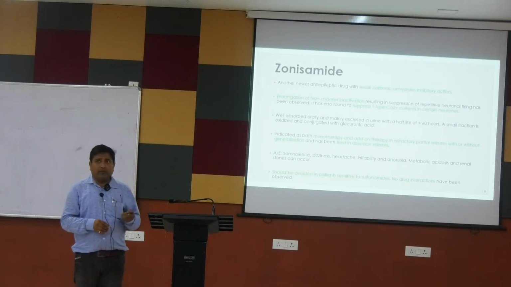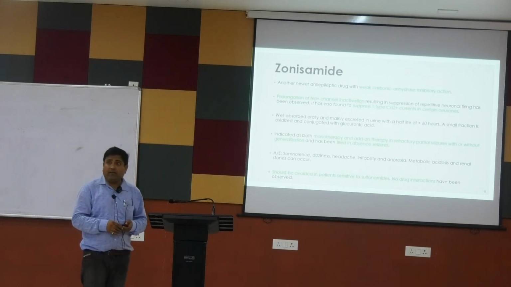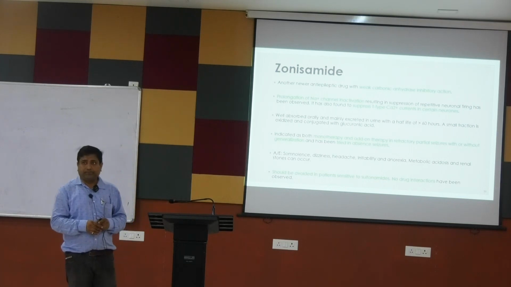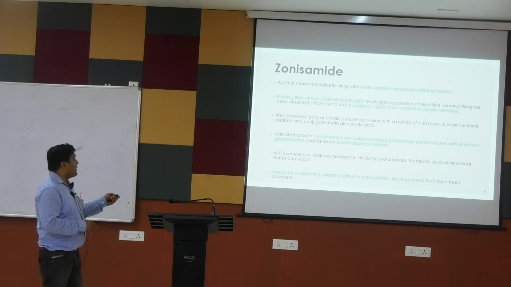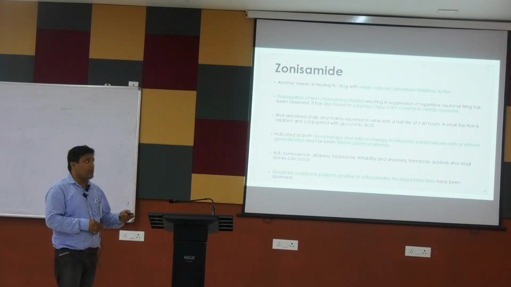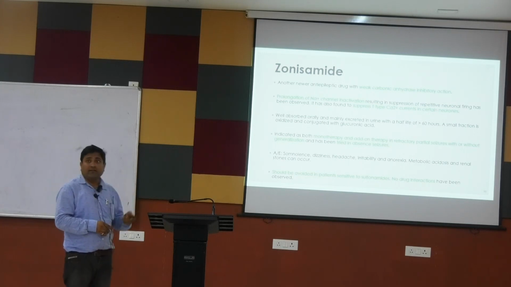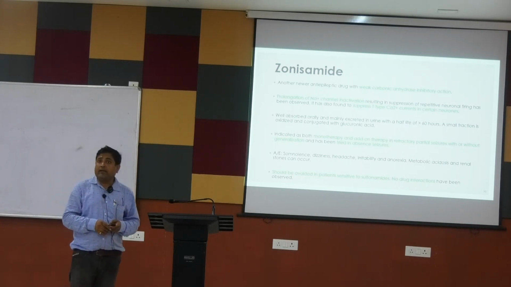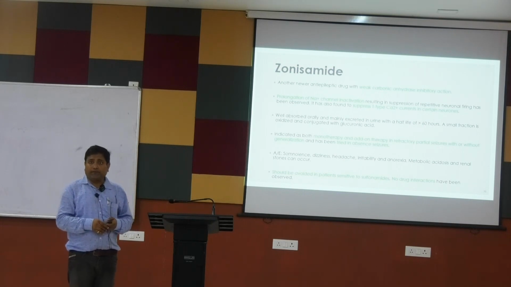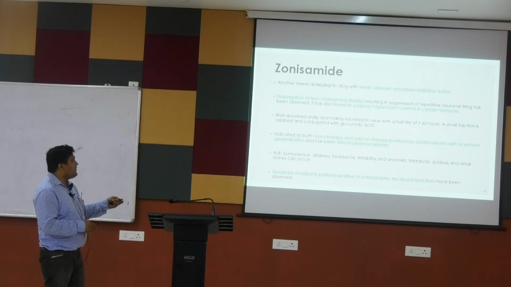Zonisamide, the newer anti-epileptic drug, also has weak carbonic anhydrase inhibition activity like that of topiramate. Now, mechanism of action: prolongation of sodium channel inactivation like phenytoin and carbamazepine, and they also suppress T-type calcium channels in certain neurons like ethosuximide and valproate. Mainly excreted in urine, half-life more than 60 hours.